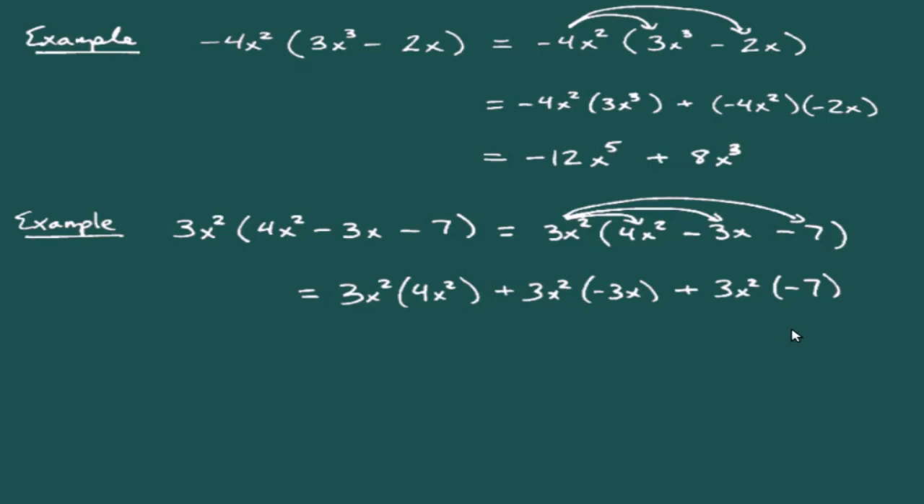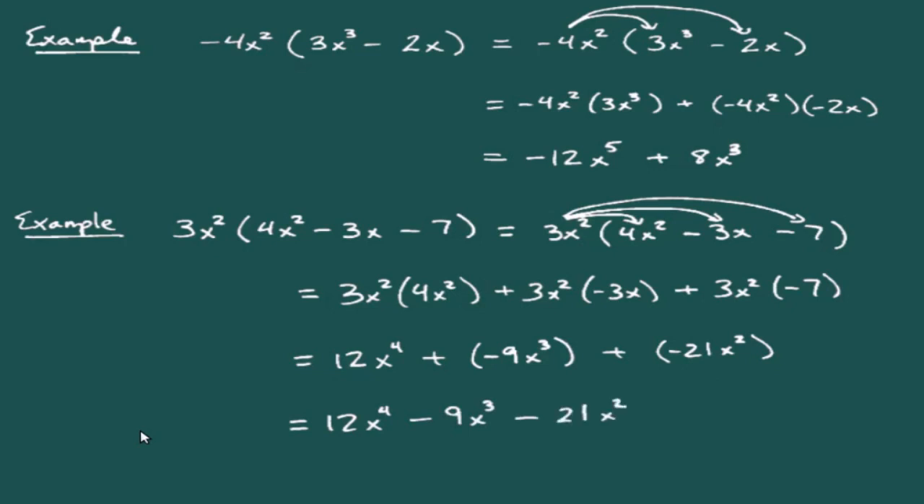Okay. Now, multiplying coefficients, adding exponents. 3 times 4 gives us 12. X squared times x squared gives us x to the 4th. Plus a 3 times a negative 3 gives us a negative 9. X squared times x gives us x cubed. Plus our 3 times a negative 7 gives us a negative 21. And our x squared just stays as our x squared. Now we can use our subtraction abbreviation again so that we can have our final answer as 12x to the 4th power minus 9x cubed minus 21x squared.